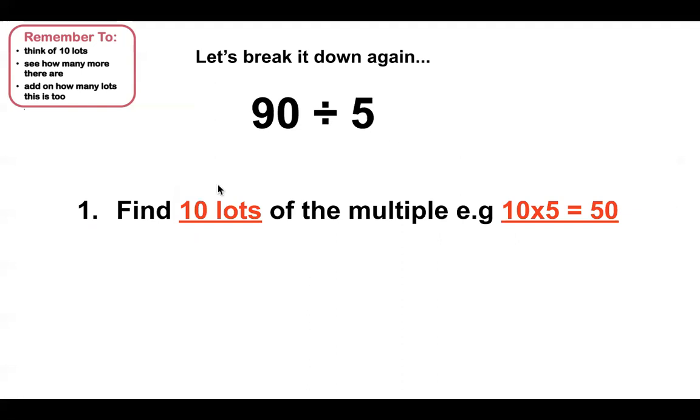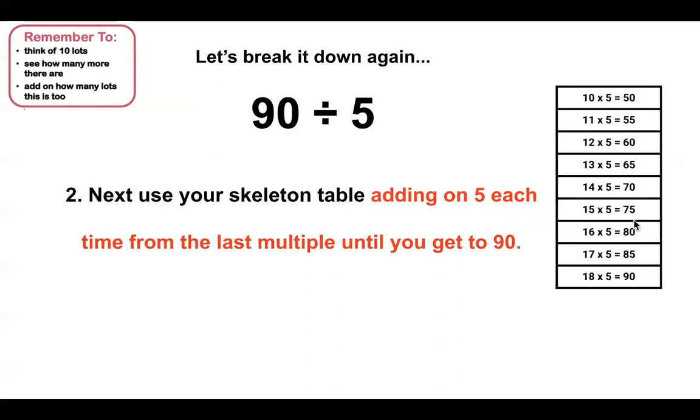Let's look at dividing by 5. Find 10 lots of the multiple that we are dividing by. So we're dividing by 5, so I need to find 10 lots of 5, which give me 50. Next, I'm going to put that into a skeleton table and add on 5 each time from the last multiple until I get to 90.